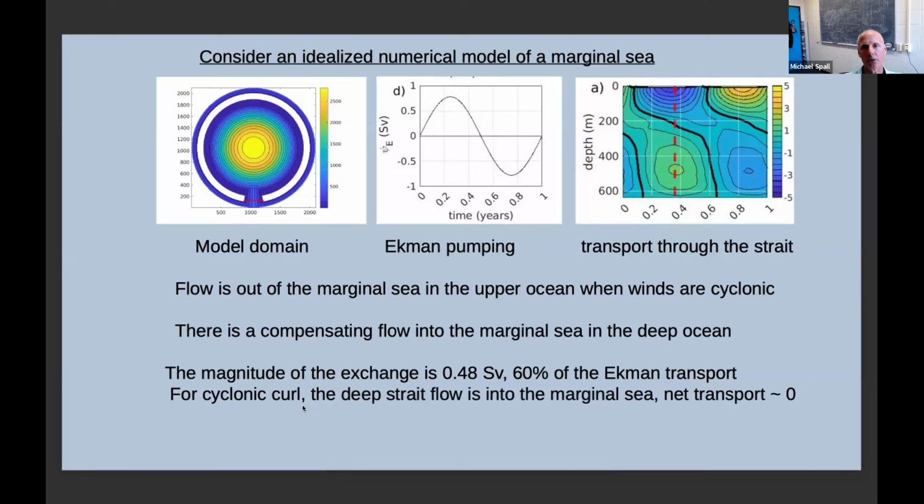If we looked in more detail, you'd see that this outflow was happening over here, shallow by the shelf, and this inflow is happening down here in the deep part of the strait. So they're really barotropic exchanges, even though in this presentation it looks baroclinic. The magnitude of the exchange is about half a Sverdrup, which is 60% of the Ekman transport. So for these parameters, this is telling us that a significant part of the Ekman transport into and out of the interior is coming through the strait, and there's a compensating deep flux. Next slide.